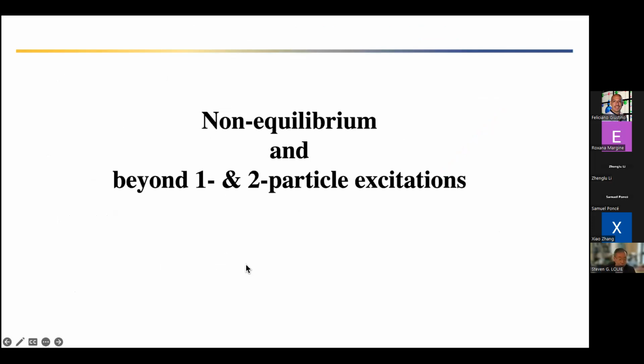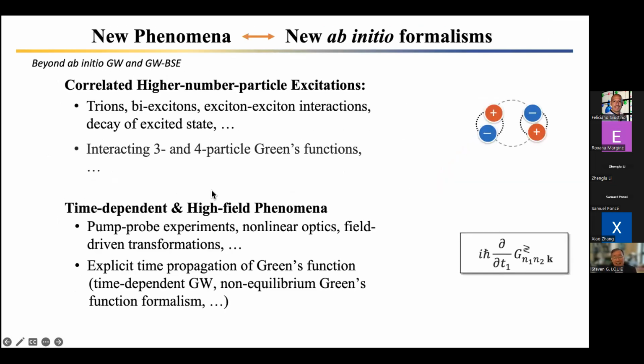Now let me return to non-equilibrium and beyond 1 and 2 particle excitations. In order to understand this kind of new phenomena, one needs to have a different ab initio formulation going beyond the standard GW and GW Bethe-Salpeter equation approach.